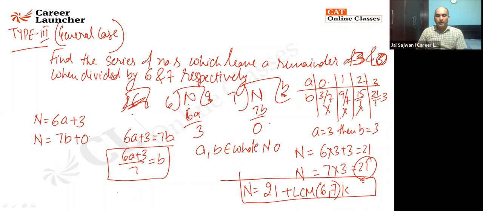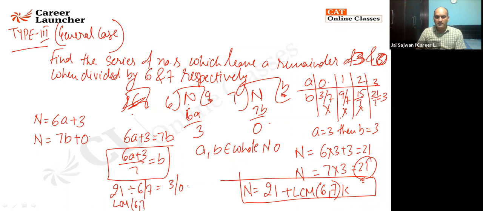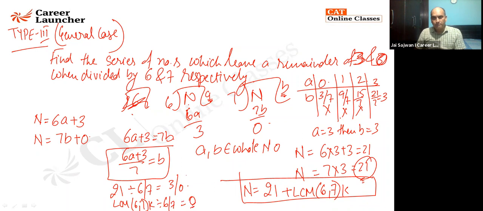What does that mean? That means 21 when divided by 6 and 7 leaves a remainder of 3 and 0 respectively. But if I am taking a number which is a multiple of the LCM of 6 and 7, when divided by 6 and 7, that will always leave a remainder of 0. So when you add these values, the remainders are also added. You remember, whatever operation is done with the dividend, the same thing needs to be done with the remainder. So 3 plus 0 is equal to 3 and 0 plus 0 is 0. So the remainders will come out to be 3 and 0 here. Is it fine? Everyone, please ask if there is any query here.